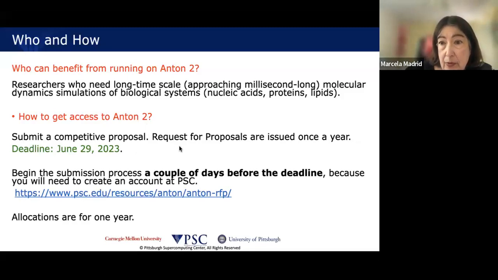And the request for proposals is now open. And the deadline to submit the proposal is January 29th. And we ask that you start the process of submitting the proposal a couple of days before, because you need to create an account at PSC.